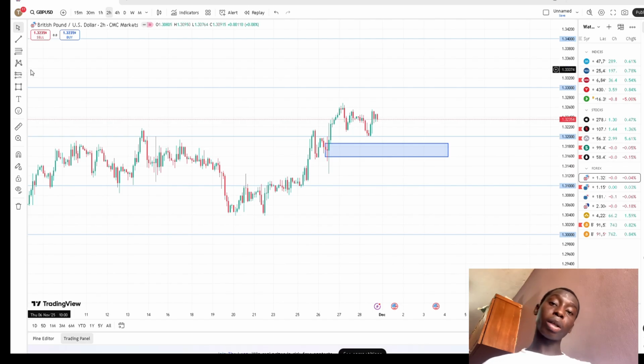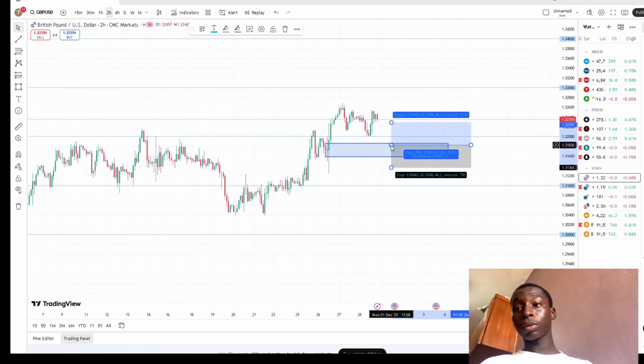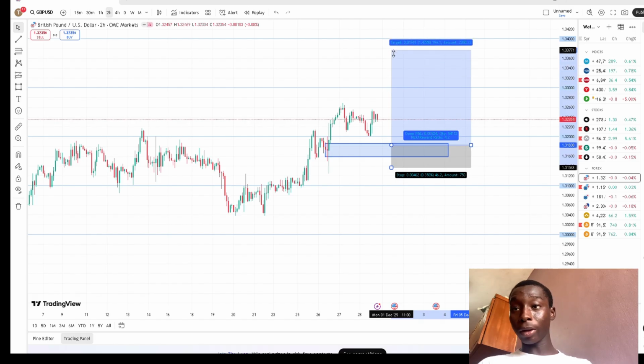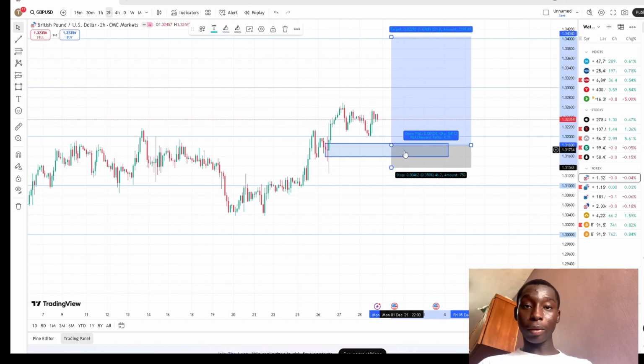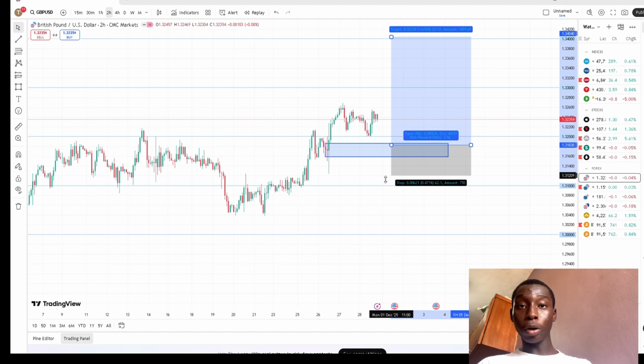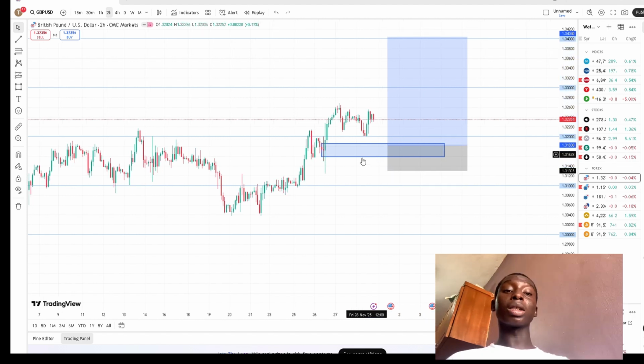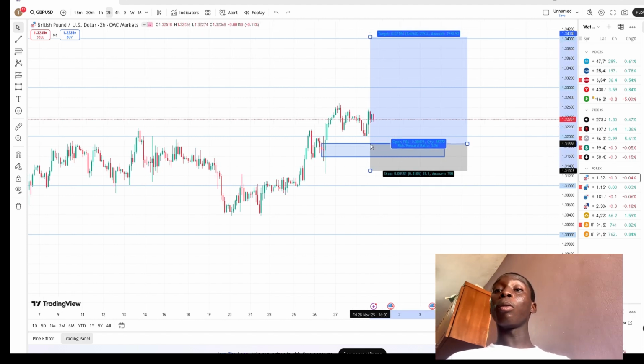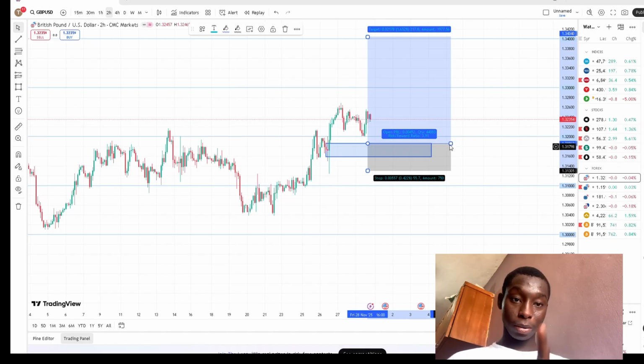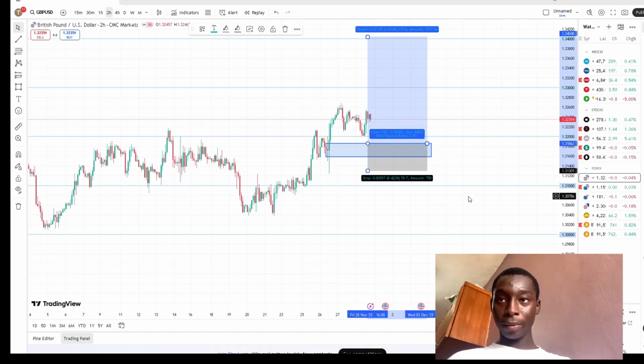Buy from here, targeting the next psychological level here, probably holding to the target here or even holding towards here. So my stop loss will be below these zones. So this is what I'm targeting for this week. This is what I'm looking at on GBPUSD.